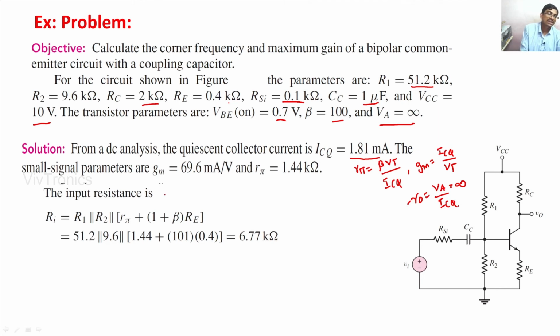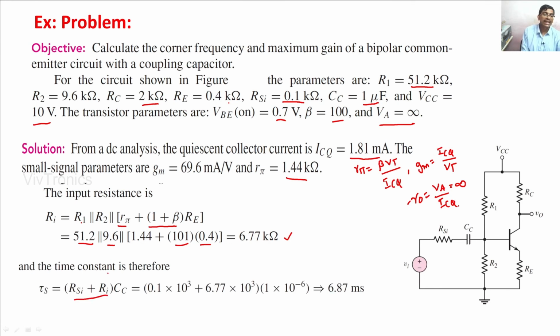Therefore, the input resistance Ri will be equal to R1 parallel R2 parallel Rib, where Rib is equal to r pi plus 1 plus beta times Re. After substituting all these values, R1 was given as 51.2 kilo ohms, R2 as 9.6 kilo ohms, r pi we calculated as 1.44, beta was given as 100, so 1 plus beta will be equal to 101, and Re was given as 0.4 kilo ohms. The Ri value will be equal to 6.77 kilo ohms.